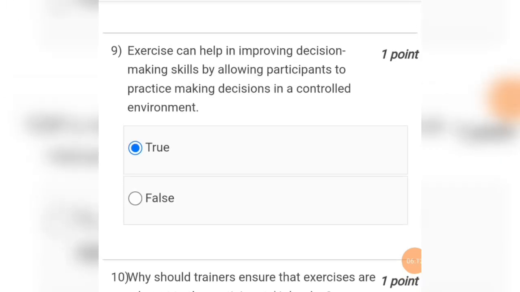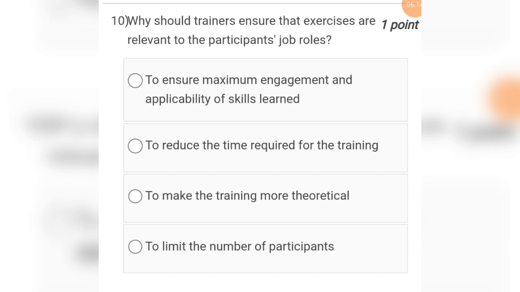So moving to the last question, question number 10: why should trainers ensure that exercises are relevant to the participants' job roles? Option A is to ensure maximum engagement and applicability of skills learned. Option B is to reduce the time required for the training. Option C is to make the training more theoretical. Option D is to limit the number of participants.